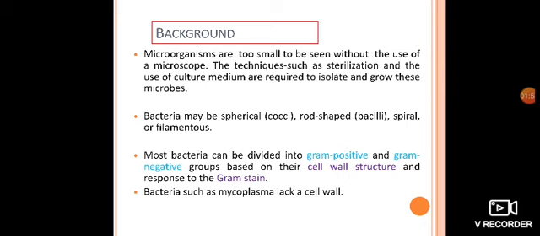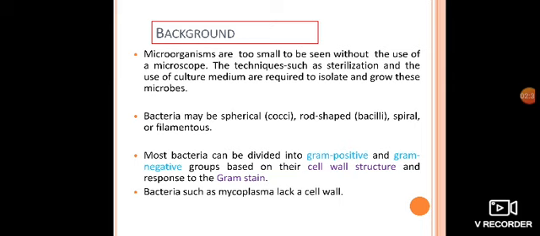Okay, we already know that to protect ourselves from microorganisms we require sterilization, and if we want to culture or develop those microorganisms, we require specific nutrient material for their growth. We also know this point. Now, bacteria may be spherical, called cocci, may be rod shaped, called bacilli, or may be spiral or filamentous. These are the basic points. All those points we are considering in this topic, that is bacteria.